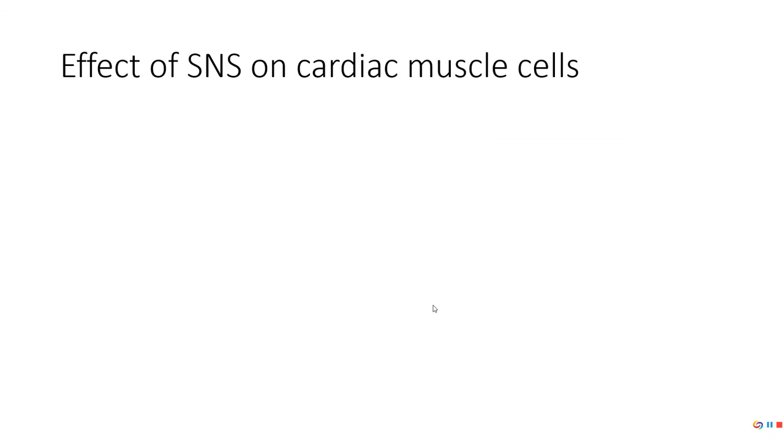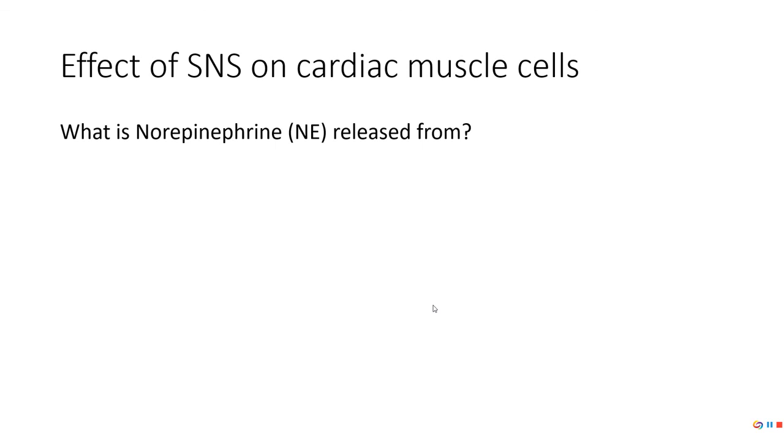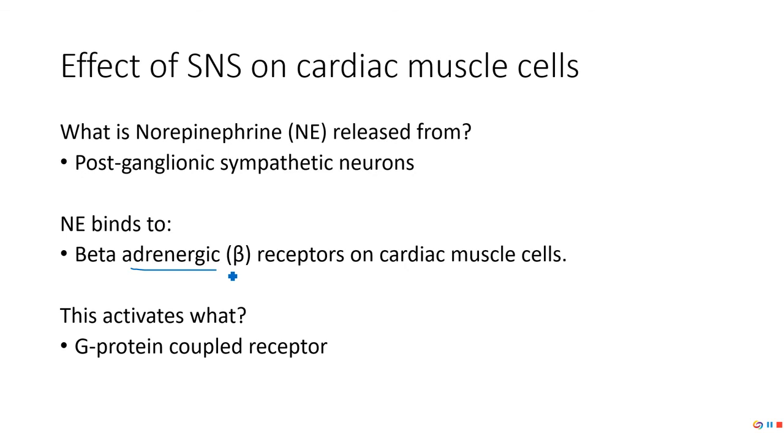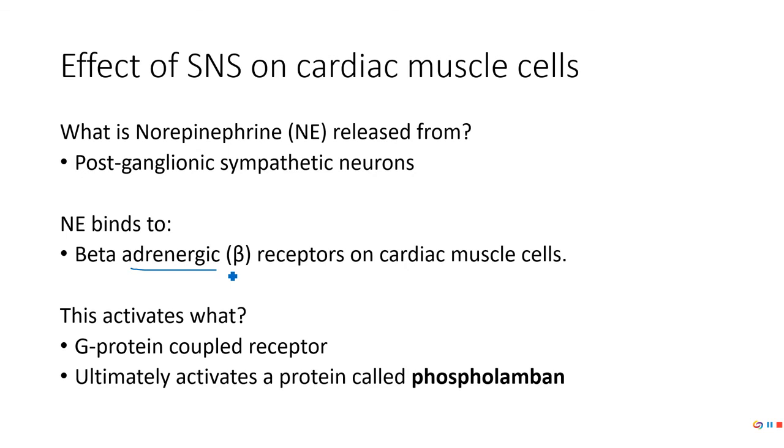So how does this work? How does the sympathetic nervous system and norepinephrine specifically change the force of contractility? Well, if you remember, norepinephrine is released from postganglionic sympathetic neurons. This will bind to beta adrenergic receptors. Beta receptors are on the heart. We'll talk later about alpha receptors, which are actually on arterioles. But these beta adrenergic receptors are on the muscle cells of the heart. And what this does is this activates a G protein coupled pathway. Okay, and this will ultimately activate a protein called phospholamban.